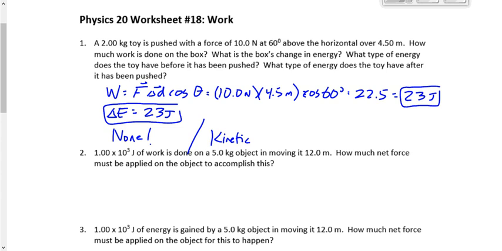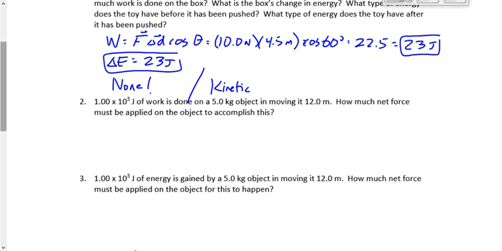Number 2, 1,000 joules of work is done on a 5-kilogram object moving it 12 meters. How much net force must be applied to accomplish this? Let's assume, if it doesn't say otherwise, that it moves in the direction it's pushed. Therefore, we can drop the cos theta. If we want to keep it, that's fine, but theta becomes 0 and cos theta becomes 1, so it's the same thing as just dropping it.